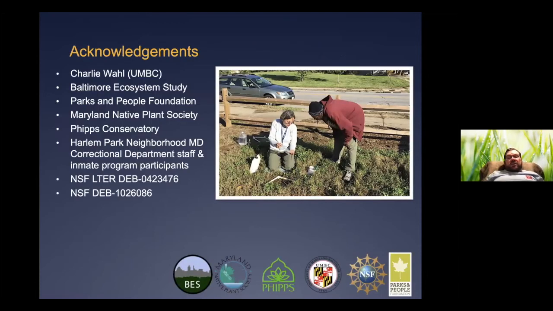So with that, I'd like to acknowledge some folks. Some funding agencies, including the NSF, the Phipps Conservatory, the Maryland Native Plant Society, the Parks and People Foundation. Charlie Wall was my technician. That's Dr. Kathy Slavitz from Johns Hopkins University speaking to one of the residents when she was doing her sampling. And of course, the folks from Maryland Corrections and the Harlem Park neighborhood.